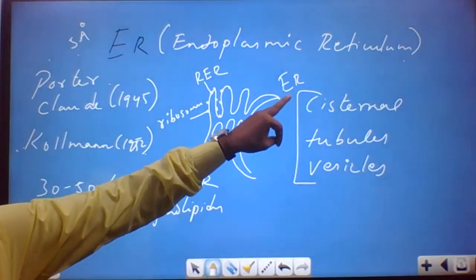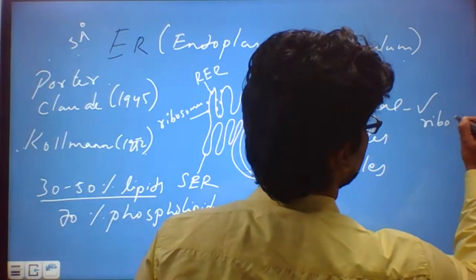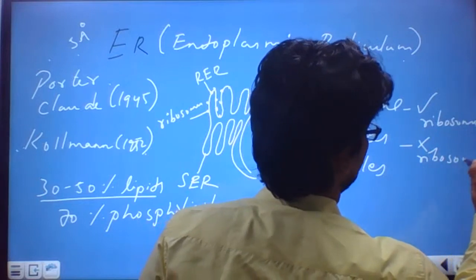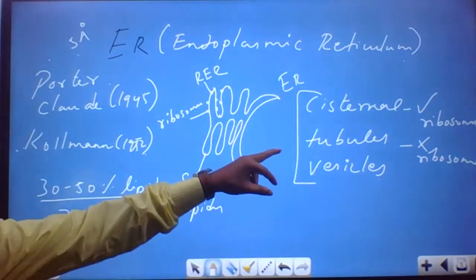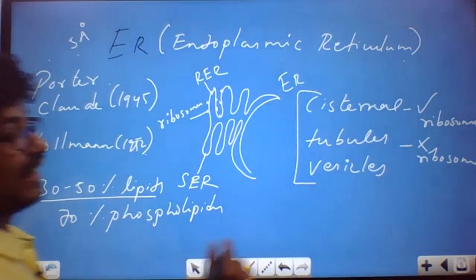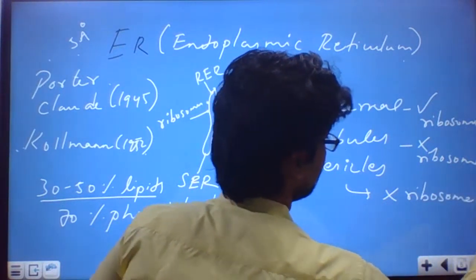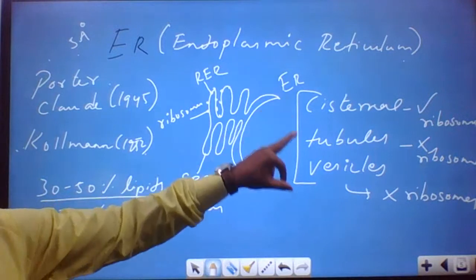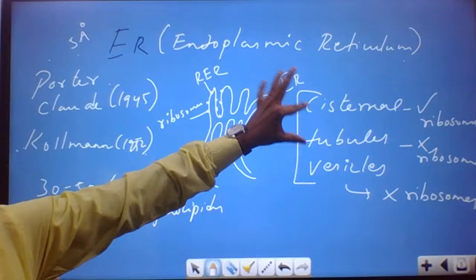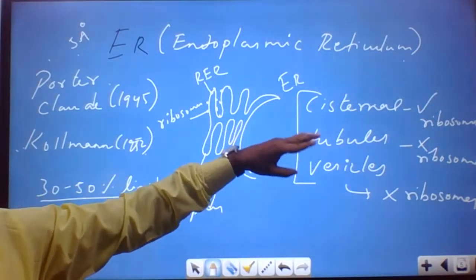Coming to the cisternae, this is with the ribosome. You could see the ribosome is present here. Here there is no ribosome. The ribosome is not present in the tubular region. Coming to the vesicle region, it's ovoid and like isolated sacs, a sac-like structure. Here also you do not see ribosomes. So 3 important regions: cisternae, tubules, and the vesicle parts. In the first part, the cisternae, you could see the presence of ribosomes. In other areas like tubules and vesicles of the endoplasmic reticulum, you could not see the presence of ribosomes.